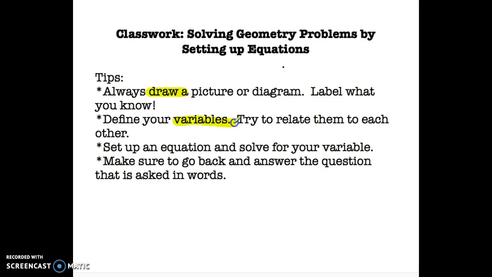Define your variables. Try to relate them to each other so you don't get stuck with 2 or 3 or 4 variables and then not know what to do. Try to come up with just one x or one y and then relate them to each other. Then you're going to set up an equation and solve for your variable. And then you want to make sure to go back and answer the question that's asked in words. Always make sure you're answering what's asked and not just saying x equals 7 or something like that. So you always want to make sure you say what's really being asked for.